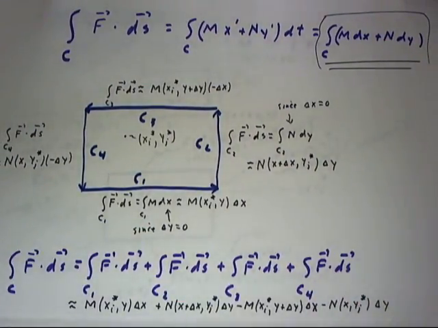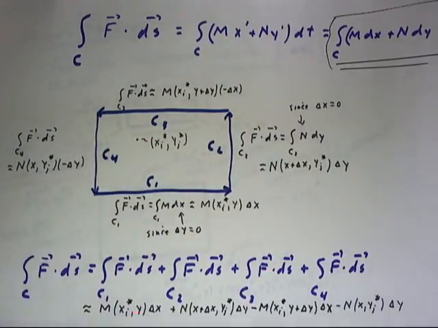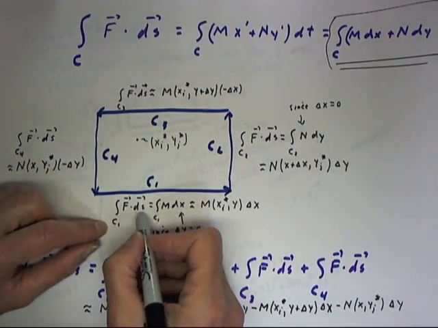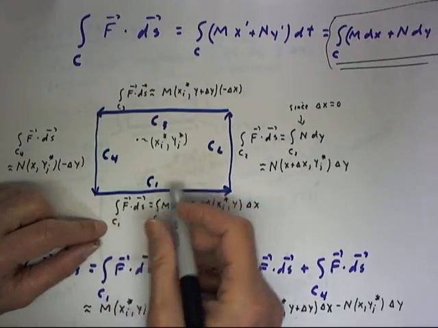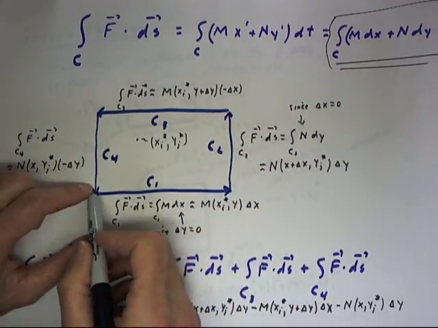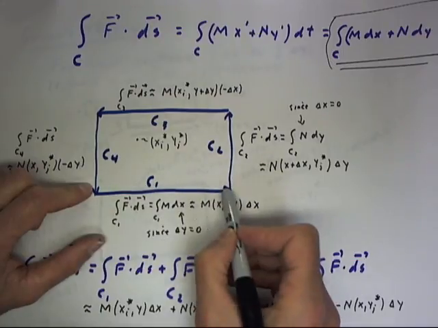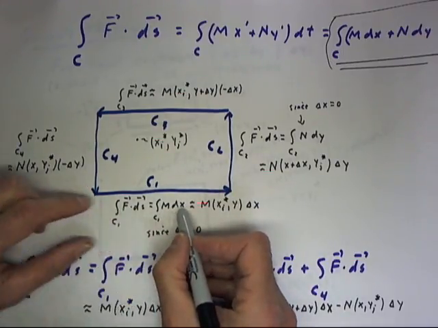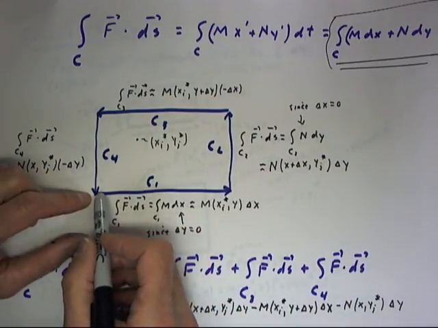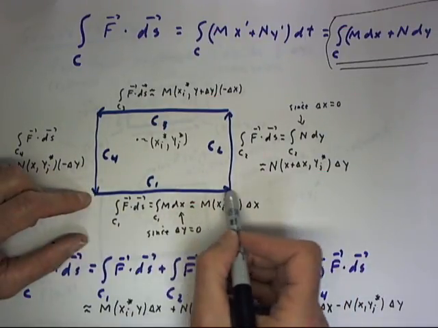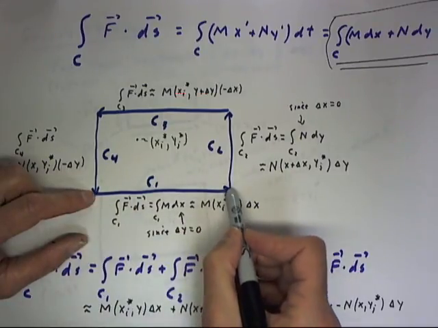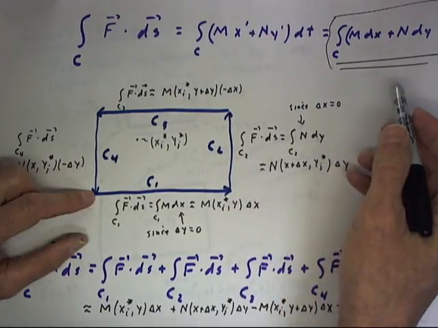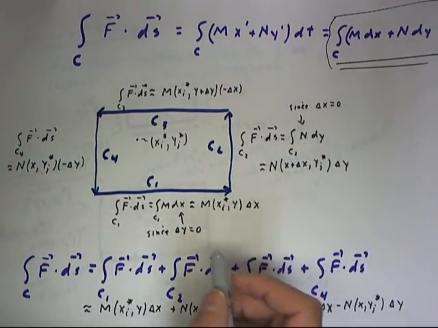we find first that the integral over C1 of f dot ds, which of course is the integral of m dx plus n dy over this part of the curve, just reduces to the integral of m dx. Reason being that there's no change in the y coordinate. This curve goes purely in the x direction. Since there's no change in the y, the n dy contribution must be 0.